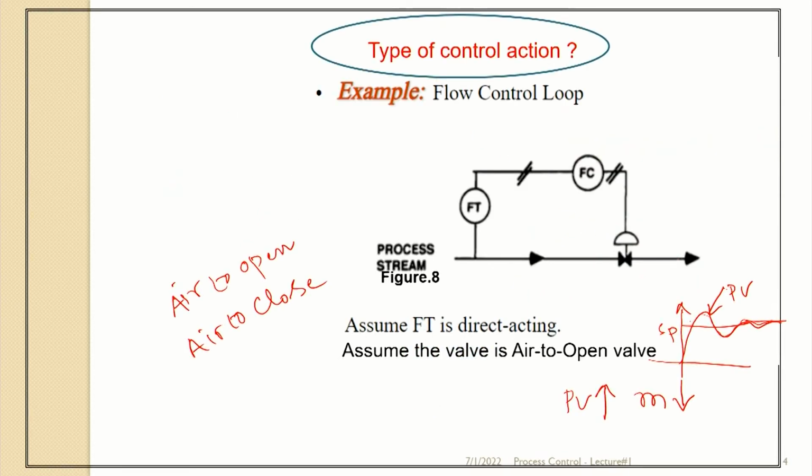So as far as this flow control loop is concerned, we have to use the inverse acting or reverse acting controller. An incorrect choice will result in a loss of control, right? I hope now you understood the difference between a direct acting controller and an inverse acting controller, and when to use each. So for this flow control example, no doubt we have to use an inverse acting controller when the valve is an air to open valve.